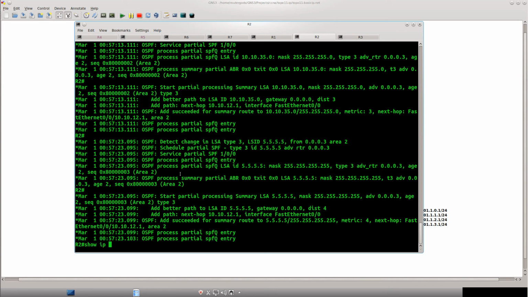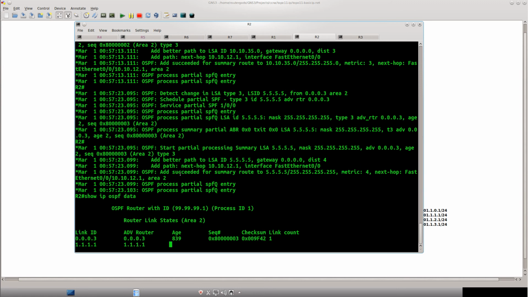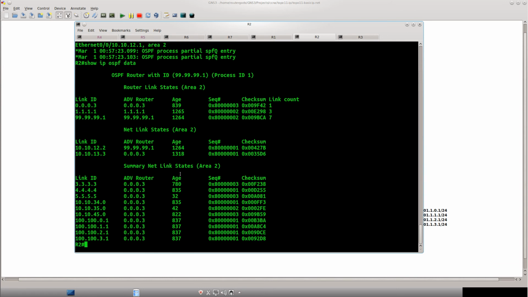So if we show IP OSPF database, R2 has the type 1s. It's the type 1s for its area. So router 3, router 1, router 2. We didn't do the router IDs on the other two, but that's okay. We got 2 network link states, so two links. Everything else is a summary network link state.